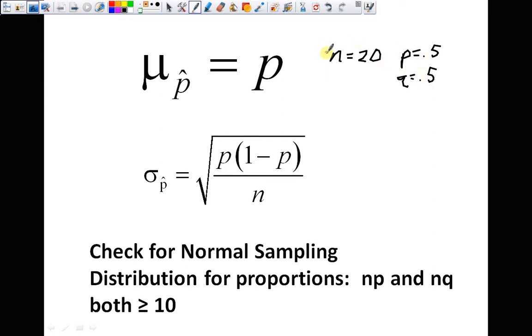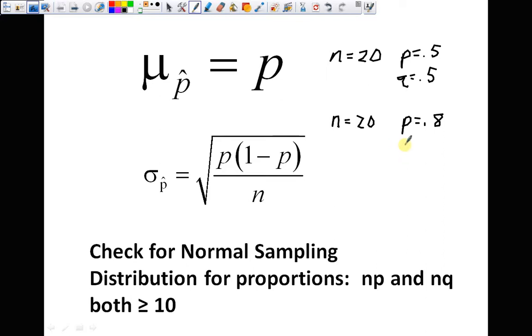So if you're looking at this combination of N and P, that would be approximately normally distributed, because both NP and NQ are at least 10. Now just to illustrate this one time, if N equals 20 and P equals 0.8, then it might be easier to say, yeah, 20 times 0.8, that's 16. That is bigger than 10.